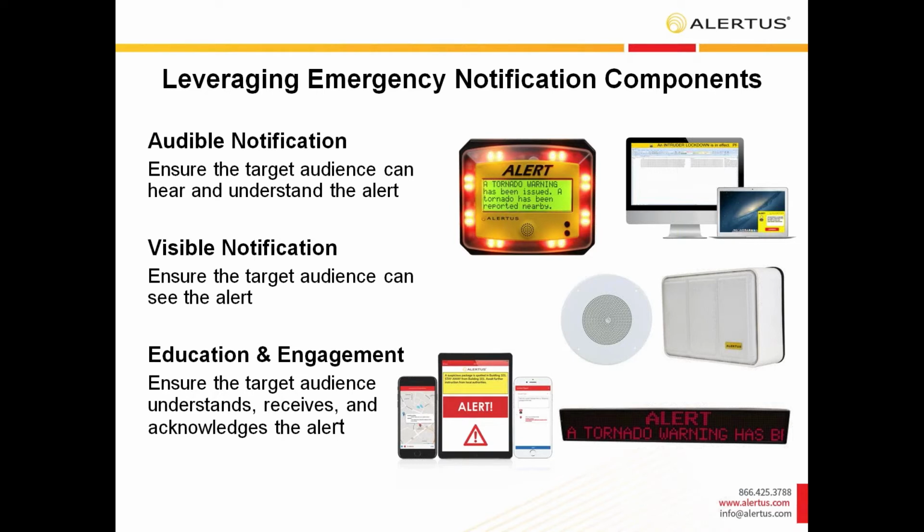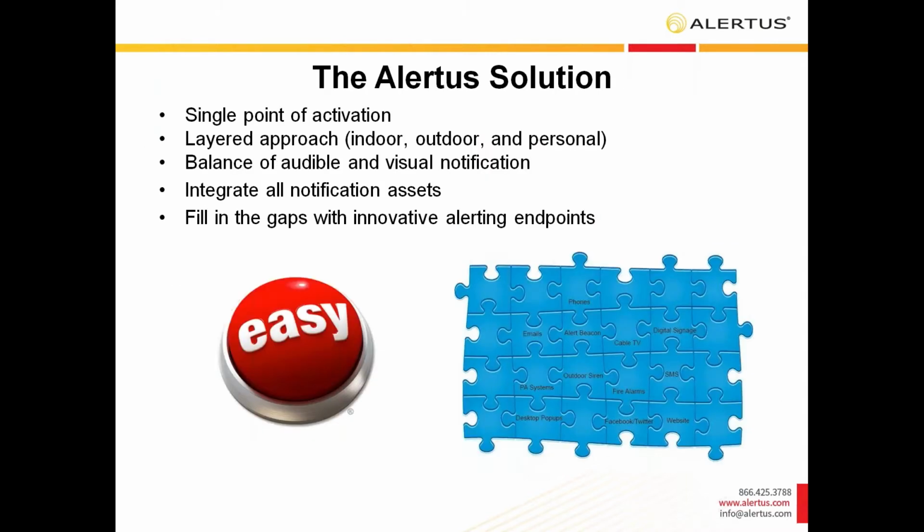And then education and engagement. When an alert goes out, do people know where they need to go? Do they know what to do? That's what we're going to try to accomplish: help engage people and get them to move in a certain direction when an alert goes out. So the Alertus solution is ultimately quite simple. When an emergency happens, we want to make sure a crisis communication team is prepared. Ultimately, a single point of activation is going to be the most important key for us.